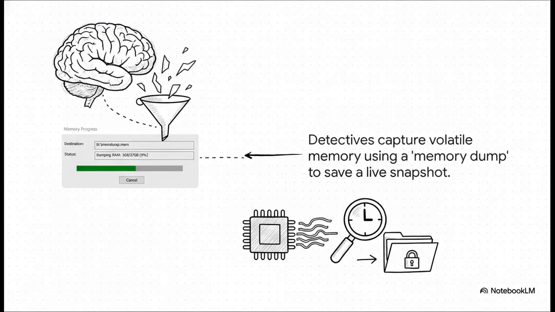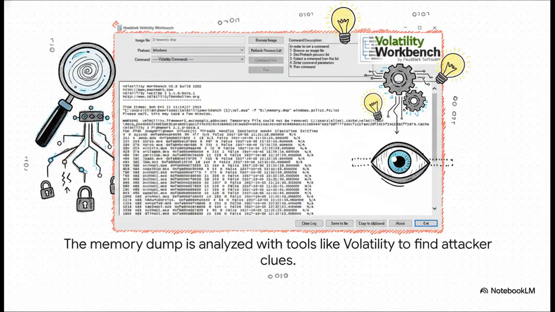So to preserve this super fragile evidence, investigators perform what's called a memory dump. They use a special tool to take a complete snapshot of the computer's live RAM and save it to a file. It's basically like freezing the crime scene in that exact moment in time. Once that memory is safely captured, they can start picking it apart. Tools like Volatility let them sift through that snapshot and see exactly what programs were running and what network connections were active during the attack. It's almost like getting a direct look at what the attacker was seeing on their screen.